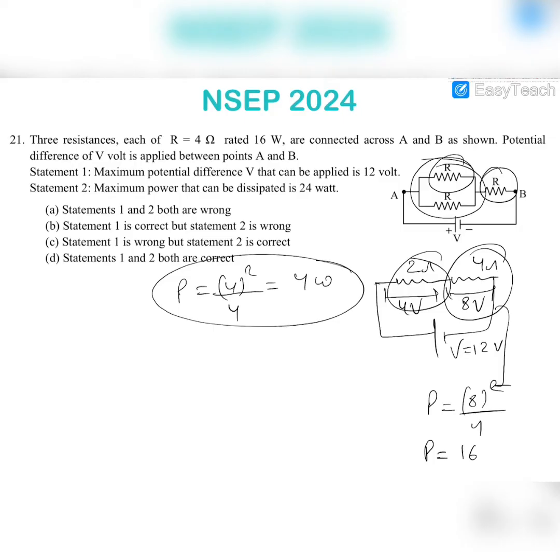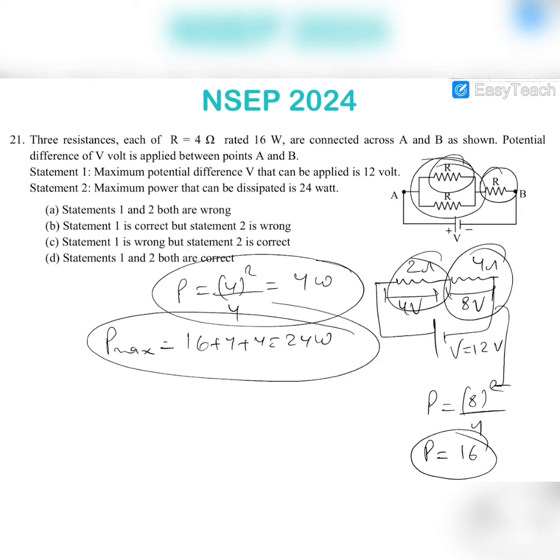And the maximum power dissipated. Now if the voltage applied is maximum, then automatically the power loss in the circuit will be maximum. So P max will be equal to the sum of power losses across these three resistances. So this is 16 and this is 4 plus 4. So it is 24 watt. So the correct answer is that both statements are correct. So D is the correct answer. Now we move on to the next question.